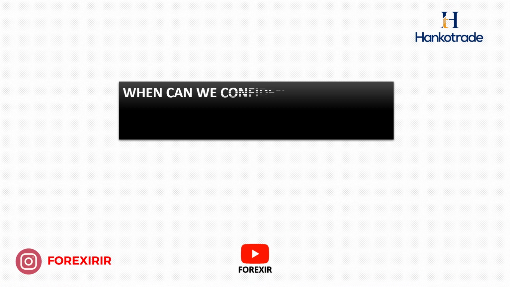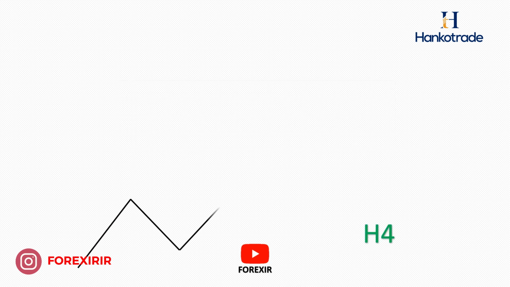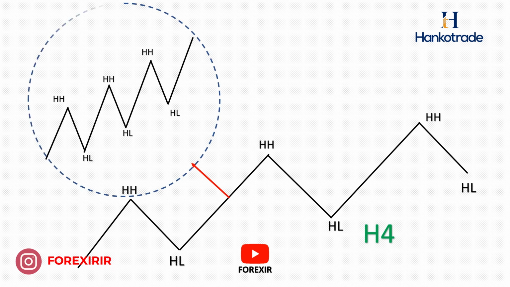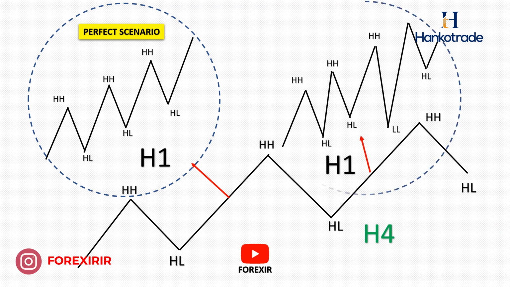Now here's another question. When can we confidently say that a change of character will reverse the trend? To answer this question effectively, you need to grasp the fractal nature of the market. Imagine we have a clear uptrend on the 4-hour time frame characterized by a sequence of impulsive and corrective moves. During this trend, the market consistently establishes new higher highs while respecting the higher lows. Now, if you zoom into the 1-hour time frame, you'll observe that the 4-hour impulsive wave comprises both impulsive and corrective moves that still adhere to the higher lows in an ideal scenario. However, in the imperfect scenario, the price may create fake breakouts before ultimately pushing higher to form higher highs.